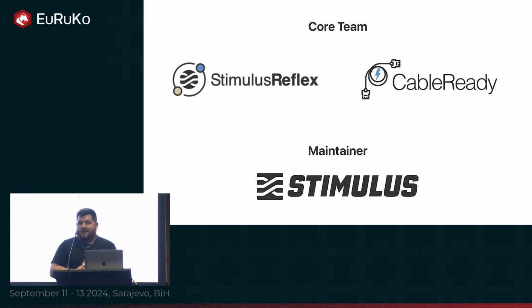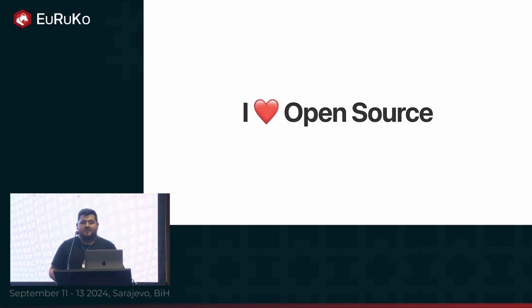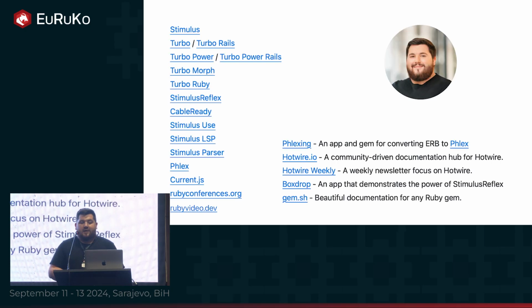So I've been maintaining Stimulus Reflex and Cable Ready for the past few years, and I've also been maintaining Stimulus over the past couple of years. And personally, I love open source. I am really delighted to get the honor to open source and contribute and maintain libraries. That's why I've been trying to help out with anything that's Hotwire related or front end or Rails, any of that sort. So if you see a project here that you are using in any of your projects, I would love to hear how you're using them.